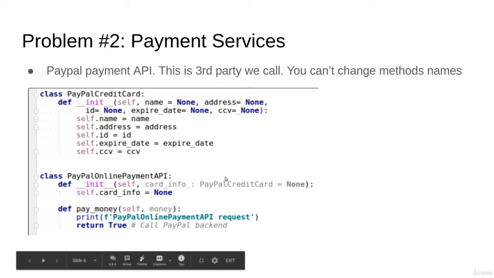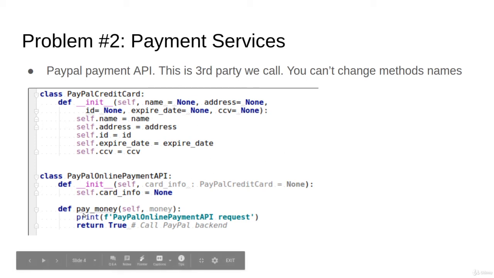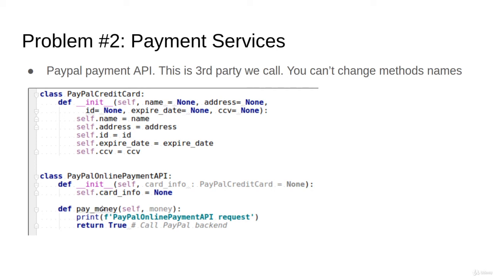That's all. Observe that this is third-party code. We cannot change this method. You cannot come here and say, oh, this is going to be pay money without underscore. You cannot do that. You are contacting another server, another backend in another system that's completely outside your scope. So you have to respect their given API.